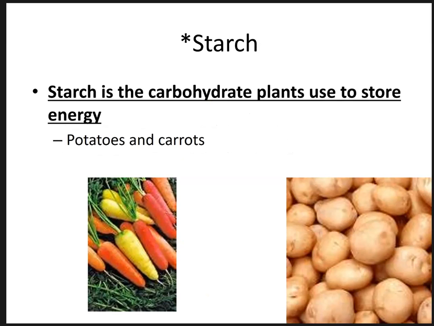Starch is a much larger carbohydrate. This is the carbohydrate that plants use to store energy. So only plants have starch. Starchy vegetables are things like potatoes and carrots, which we eat to obtain sugar. So we get sugar or carbohydrates from consuming these things. But the plant actually uses it as a place to store extra sugar that they've made from photosynthesis.